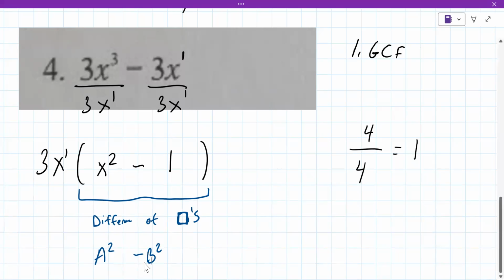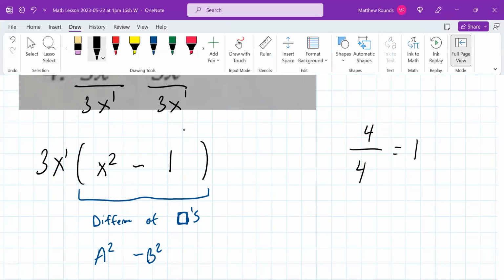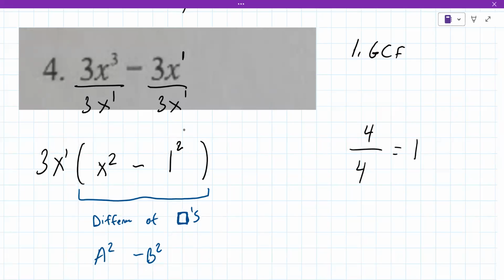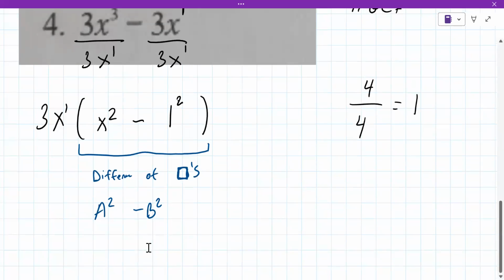This is part of factoring. So it's a squared minus b squared is the setup. Something squared minus something squared. You might say, well, one isn't squared, and I'd say you're right, it's not. Now I put a two there, and now it is, because one squared is really one. It's exactly the same as one. So we have x squared minus one squared, a squared minus b squared.